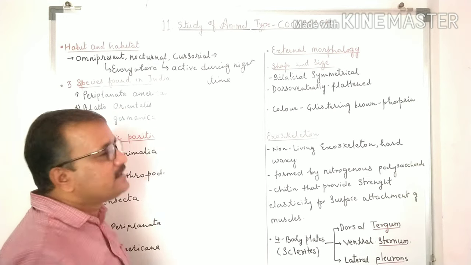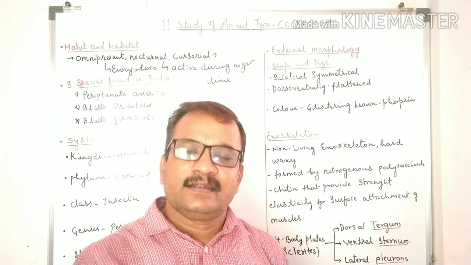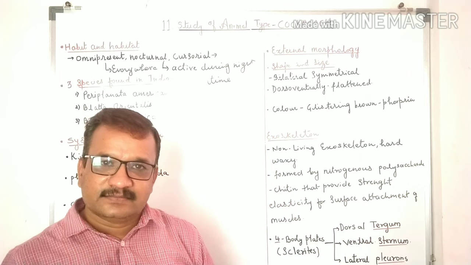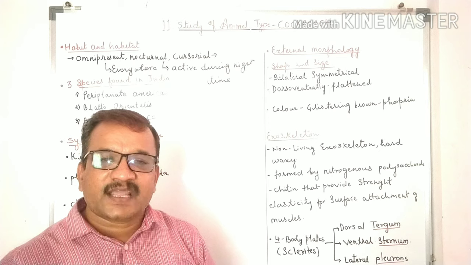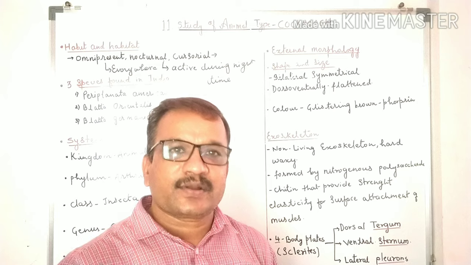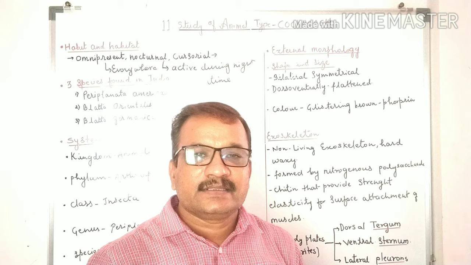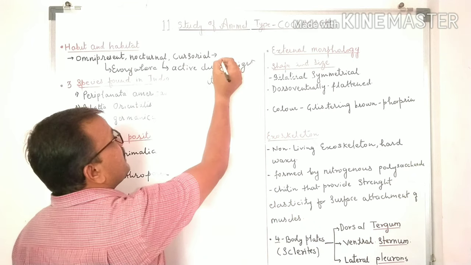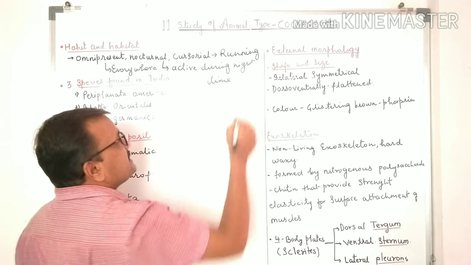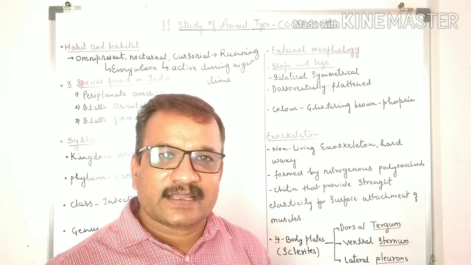Third point is what? They are cursorial animals. Cursorial means what? We know that there are a number of animals present on this earth, and modification has taken place according to the evolutionary point of view. So cursorial adaptation means their legs are modified for running. This you have to keep in mind. So we have seen that cockroach can run.